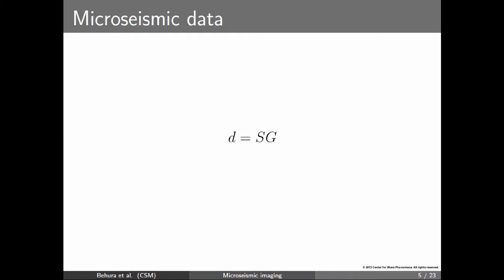This is a very simplistic representation of microseismic data, represented by D here, and it's given by the convolution of the microseismic source signature, represented by letter S, with the Green's function G. And S, that is the microseismic source signature, is what we are after. And it is a function of time. And this equation is in the frequency domain, by the way. So this microseismic source signature is simply given by the deconvolution of the data with the Green's function.